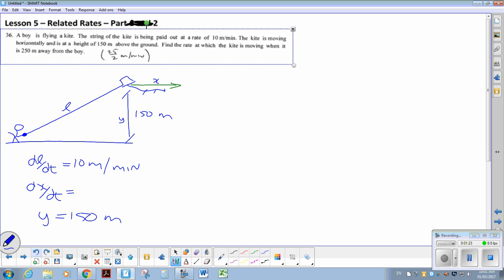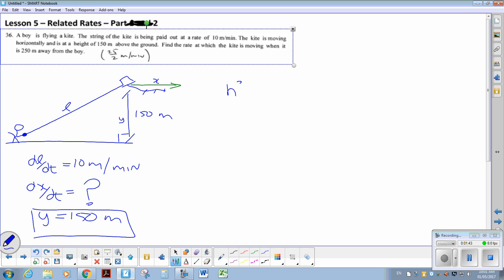Find the rate at which the kite is moving when it's 250 meters from the boy. Oh, so this is what we are looking for. We're looking for dx by dt. So the assumption here by the given information is that the height is not changing. So dh by dt, or dy by dt is 0. So that forms a right angle triangle.